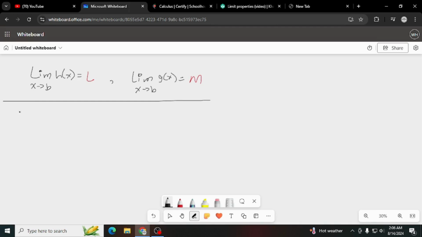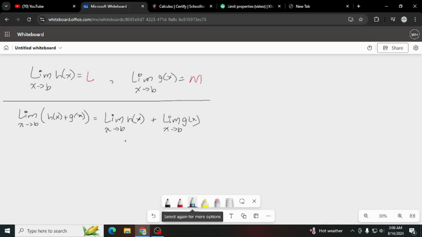All right, so let's first see the addition property of a limit. The addition property goes like this: if you have the limit as x is approaching a number b of these two functions added together, a function h of x and a function g of x, how are you going to calculate that? That is just simple. You are going to take the limit as x approaches b of h of x, and then add it to the limit as x approaches b of g of x. Now we know what they are equal to: this is L, and this is M. So it means that this is just going to be L plus M.